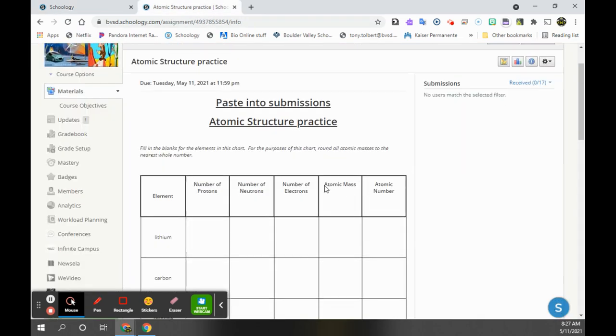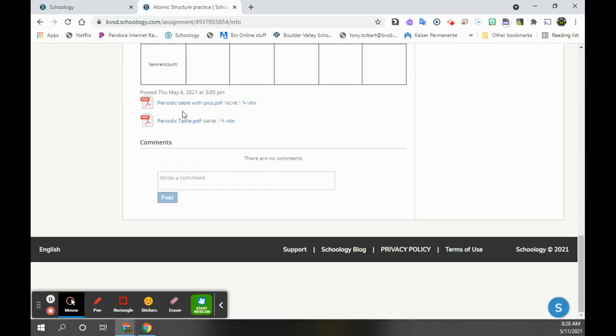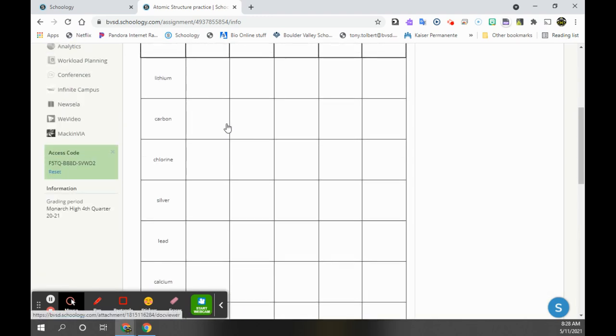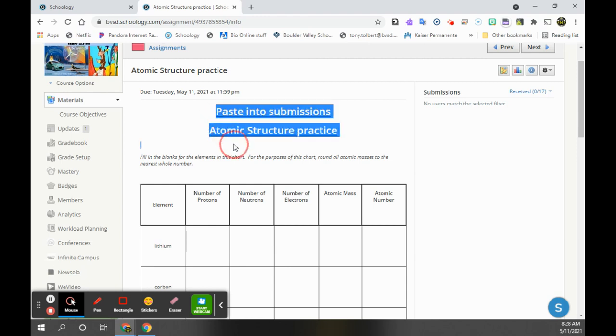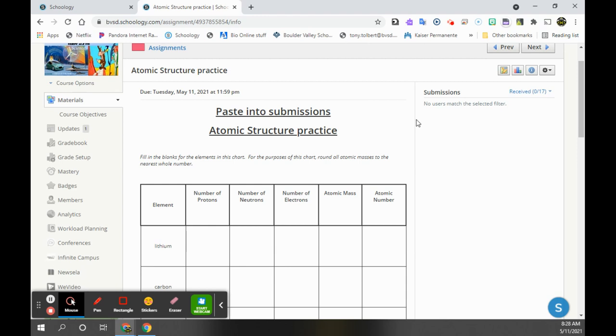If you notice at the end of this particular assignment here, you have a periodic table with pictures, which I thought was cool. Also, just the regular periodic table, and you just have to view it. So, as we typically do, you're going to copy this information all the way down, and then paste it. You have a submissions button over here. You click it, open Create right here, and then paste it right in there, and then you'll be able to get started.